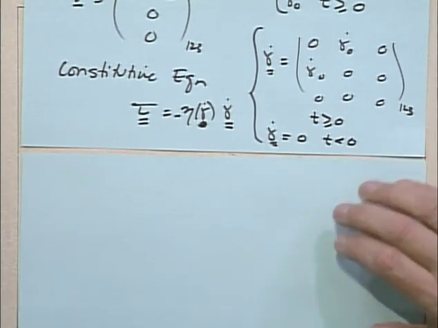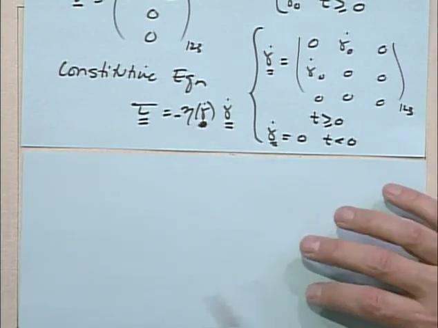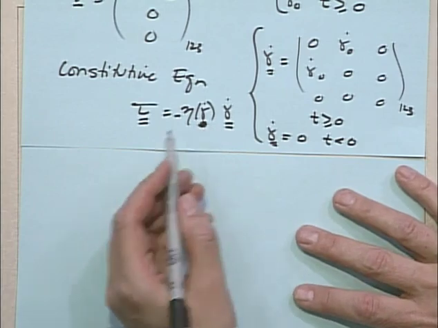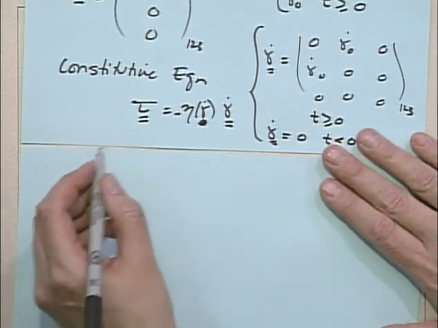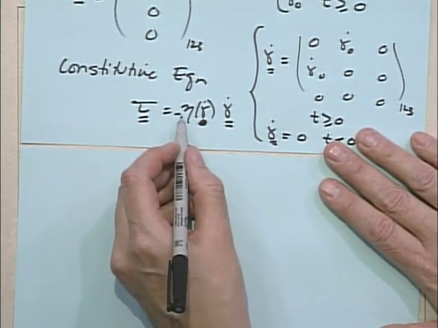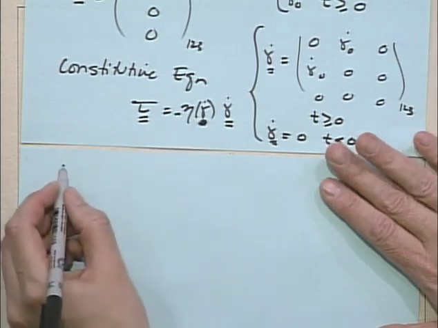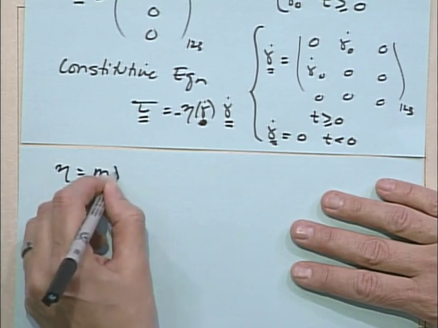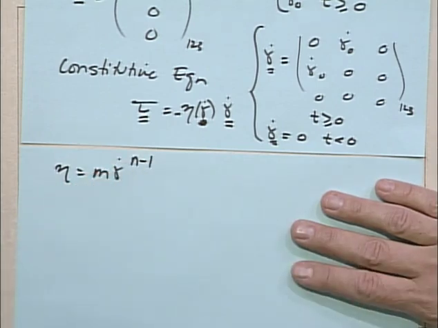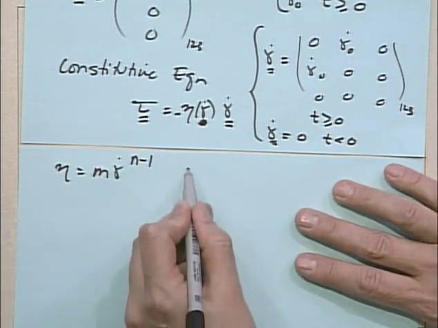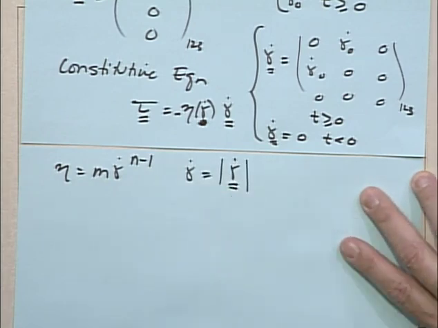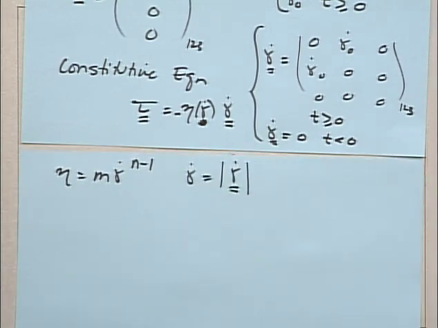So now we need to make the constitutive equation. And it looks a little complicated, okay? The constitutive equation is minus eta of gamma dot, where eta is equal to m gamma dot to the n minus 1. Gamma dot is the magnitude of gamma dot, the tensor. So we need to go back in our notes and find out what was the formula for that.